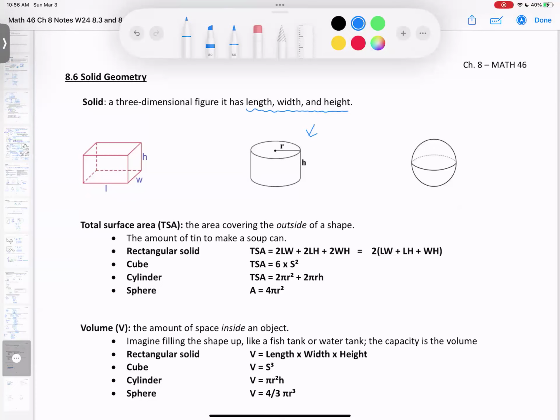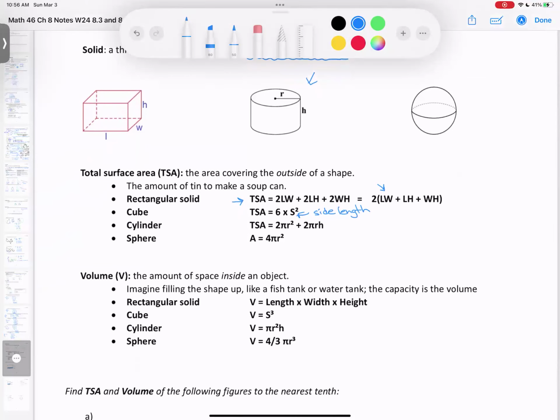And there's a bunch of formulas for total surface area. These are found in your geometric formula sheets, and they're listed here. So for a rectangular solid, it would be 2 times the length times the width, plus 2 times the length times the height, plus 2 times the width times the height, okay? Or you can use this form here if you like. For a cube, it would be 6 times the side length squared. Okay, so S here is side length. And so on. So the formulas are given here for rectangular solid, cube, cylinder, and sphere, and those are also given in your formula sheet. So that's total surface area.